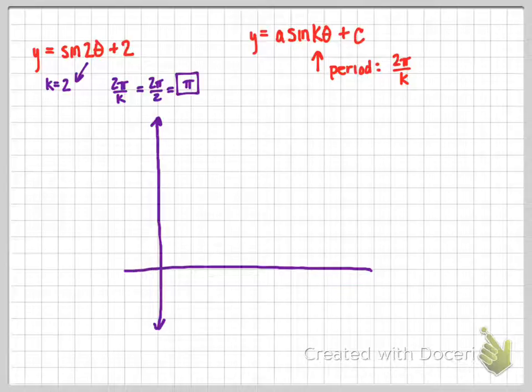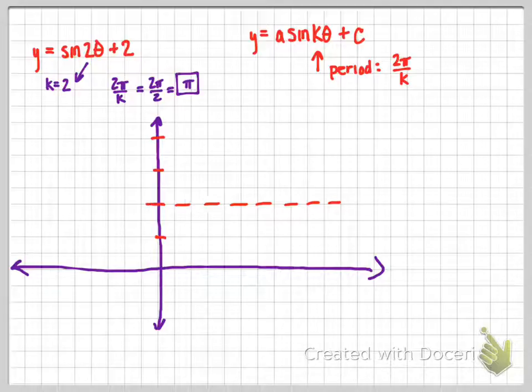I'm going to label the x and y axis. Okay, and then I'm going to label where that midline is. That midline is at positive 2. I'm going to go up 1, 2, 3, 4. Here's positive 2 right there. Okay, so I'm going to label that midline. I don't have an amplitude change. We're only going to go up 1 in each direction, so I'm not going to label that piece.